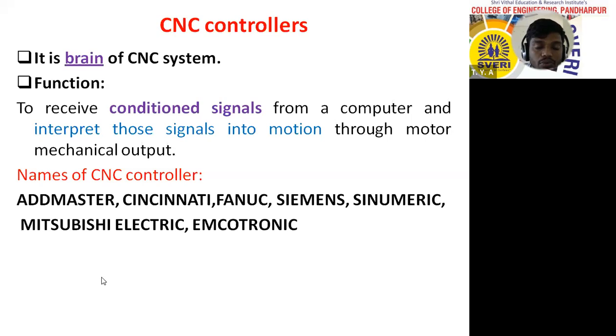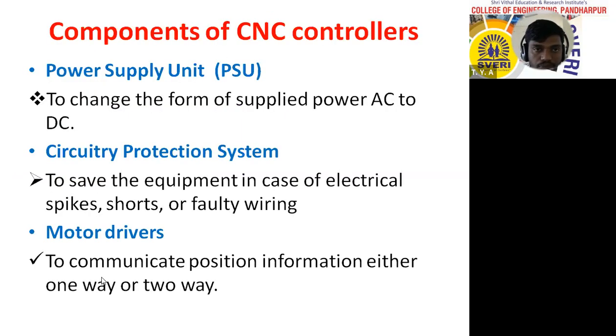In the MCQ they will ask you to identify one of the following CNC controllers. They will give 4 options. Out of those 4 options you should remember at least these 4-5 CNC controllers, so that you can answer. So this is the CNC controller: Admaster, Cinematic, Fanuc, Siemens, Cinemeric, Mitsubishi Electric, and Ecotronic. So these are some CNC controllers.